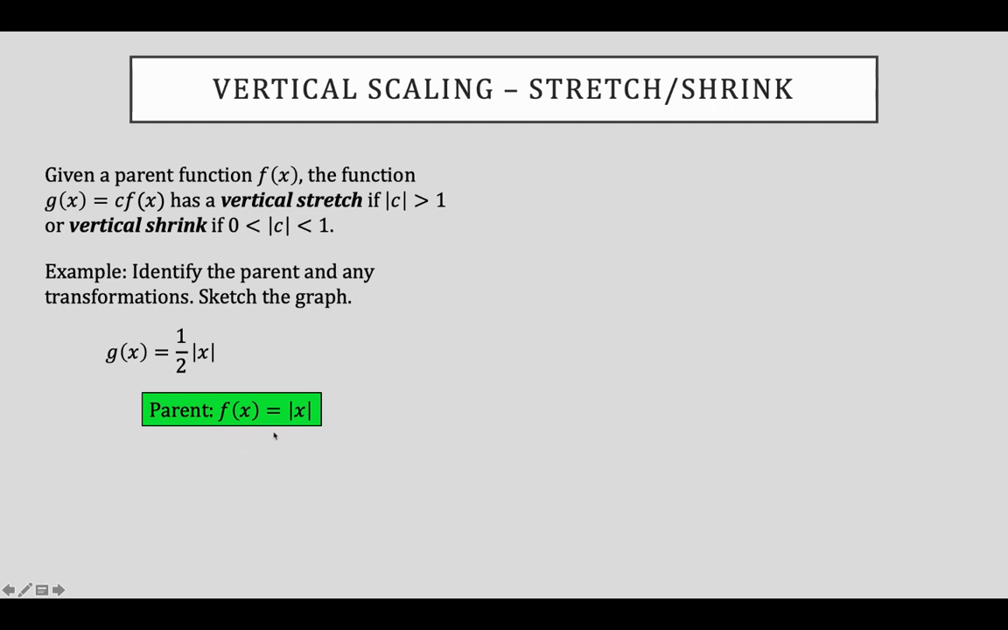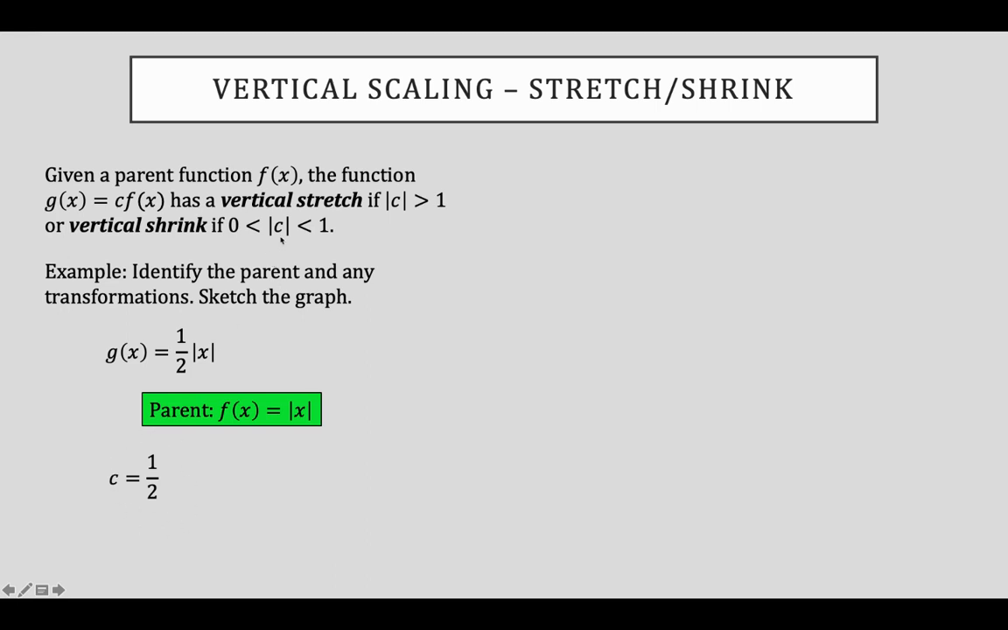f of x is equal to the absolute value of x. What's different in our function g? Well, we have a constant multiple of 1/2. This is 1/2 times our parent function f of x. Identifying the constant multiple in front of the parent function will tell us about our vertical scaling. In this case, c is equal to 1/2.